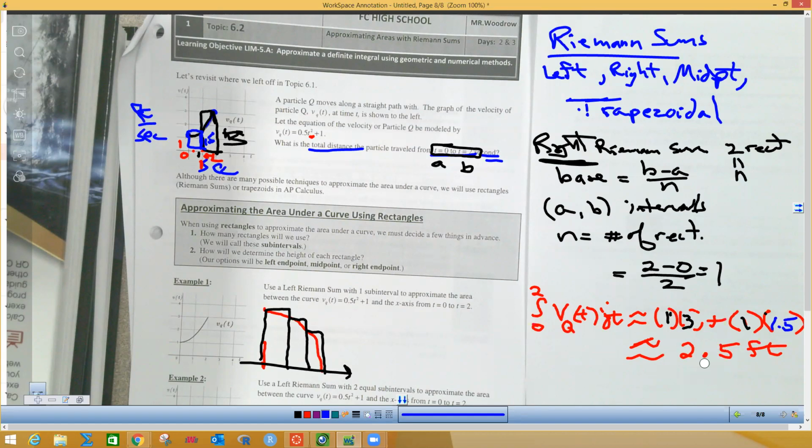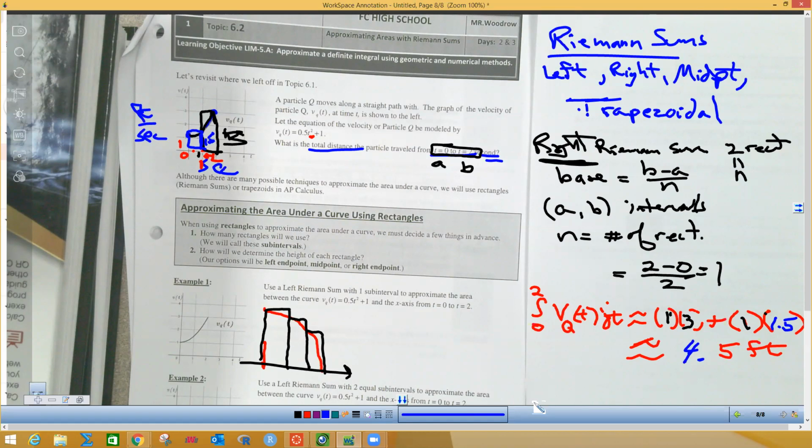So now I got 3 plus 1.5, so now my total distance traveled by the particle Q would be estimated to be 4.5 feet. How about that? Would that be an underestimate or overestimate? That'd be an overestimate because we got extra area showing in the rectangles. So my actual area would be between what numbers? Between 2.5 and 4.5. See, we can narrow it down a little bit, right? Are we thumbs up on what I'm doing so far? I haven't looked at home. Anybody at home have any questions?